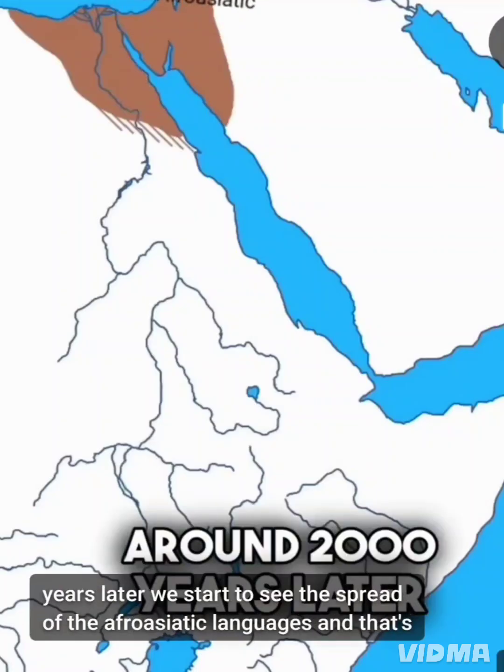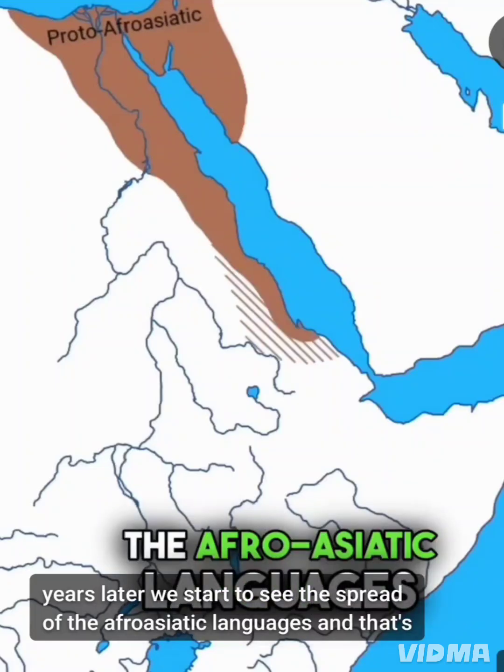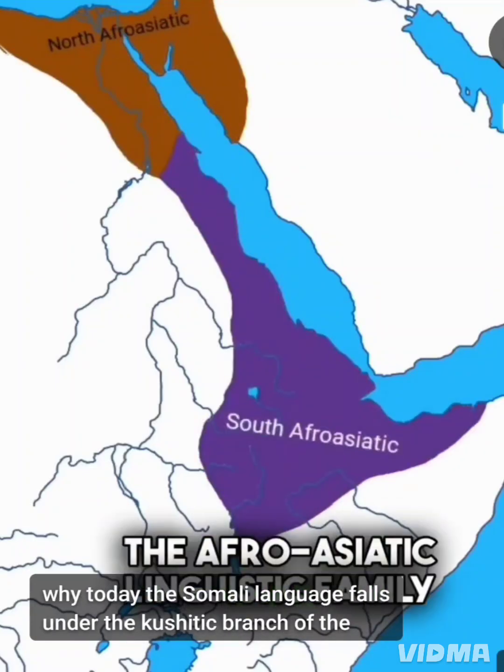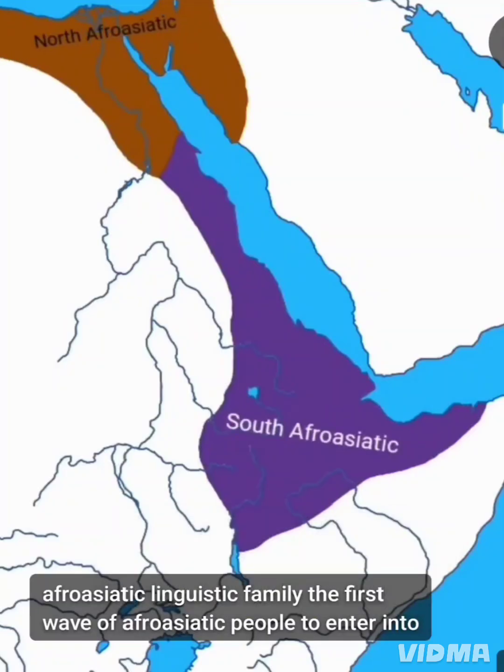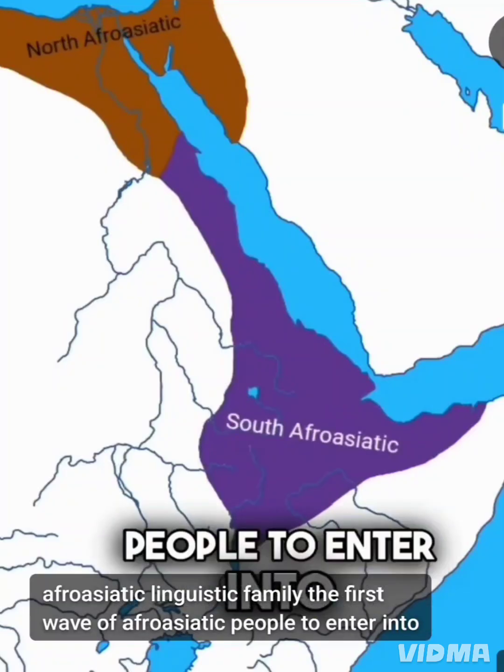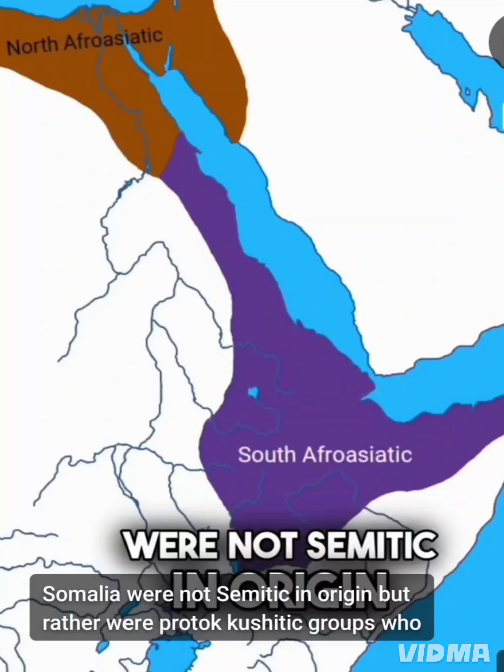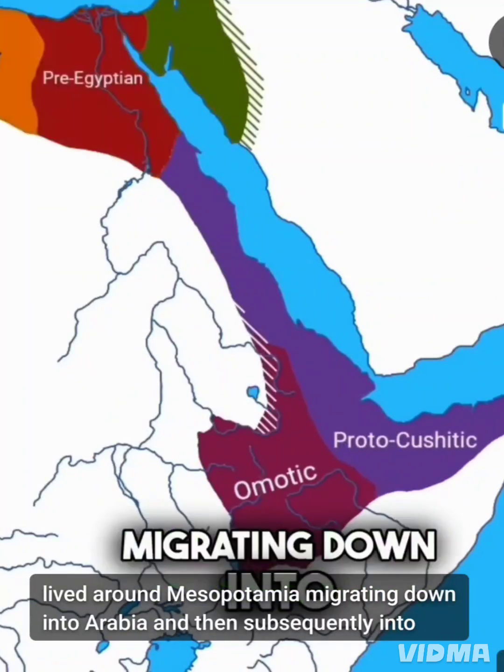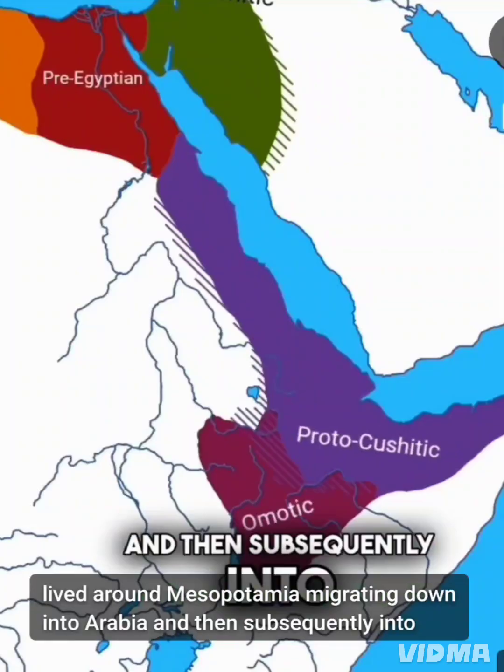Around 2,000 years later, we start to see the spread of the Afro-Asiatic languages. And that's why today, the Somali language falls under the Cushitic branch of the Afro-Asiatic linguistic family. The first wave of Afro-Asiatic people to enter into Somalia were not Semitic in origin, but rather were Proto-Cushitic groups who lived around Mesopotamia, migrating down into Arabia and then subsequently into Somalia.